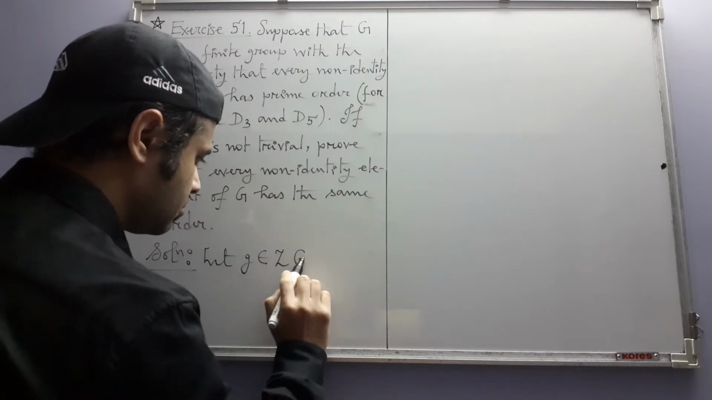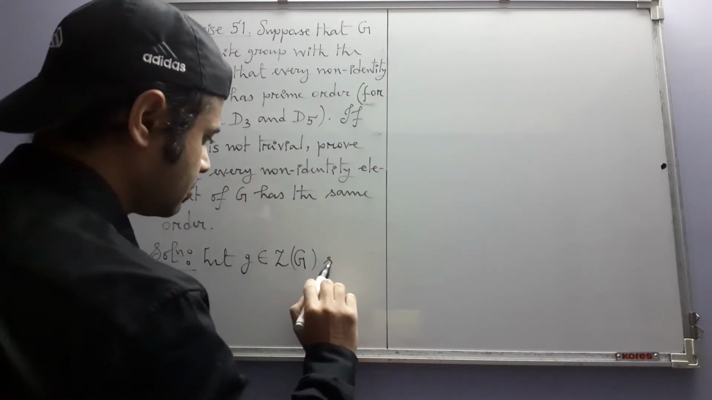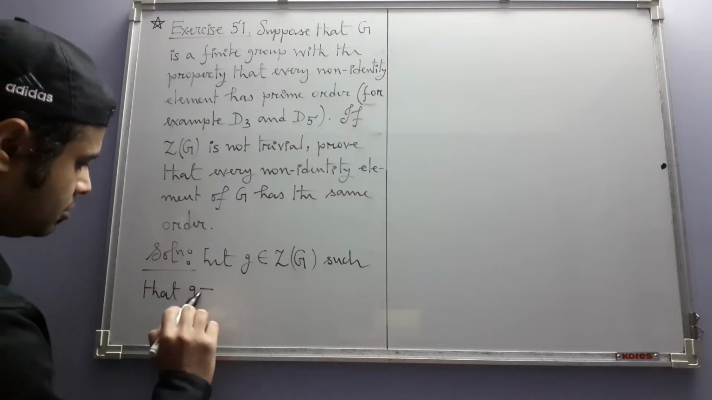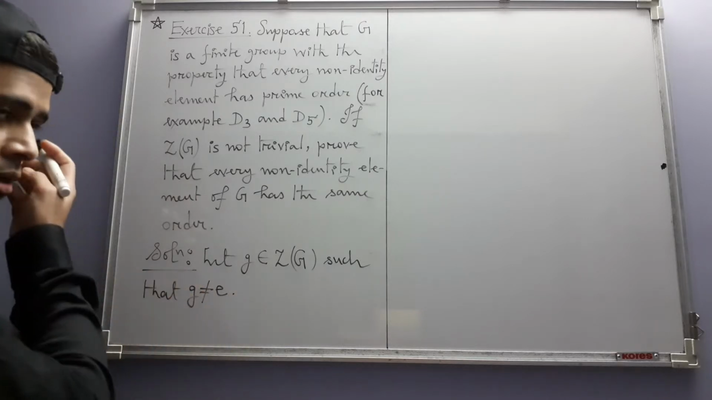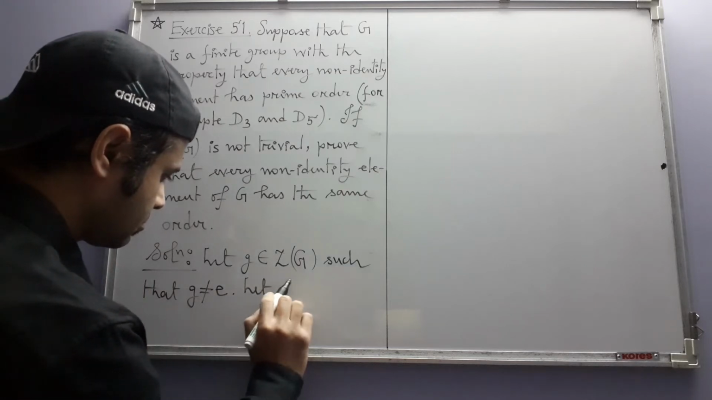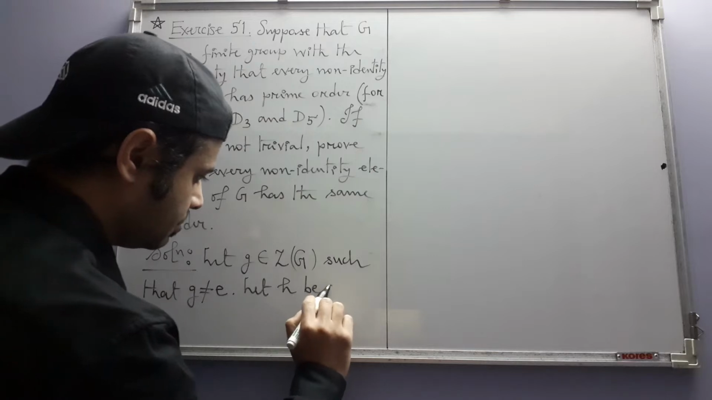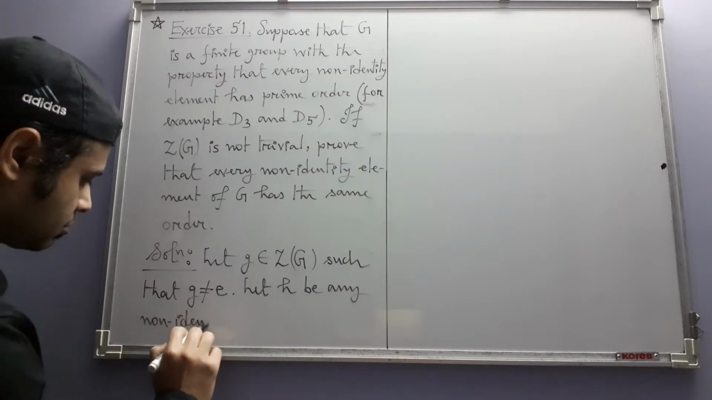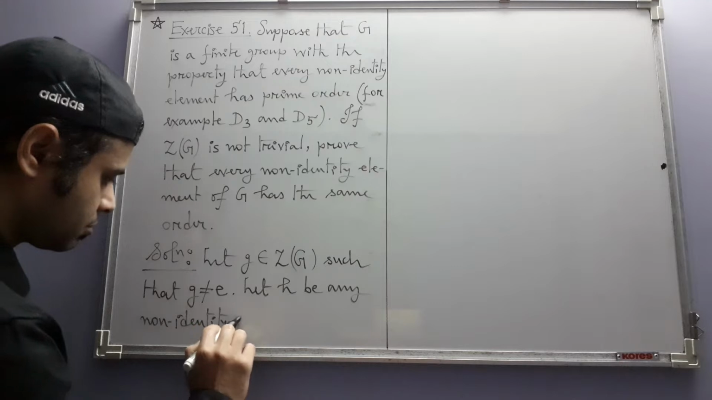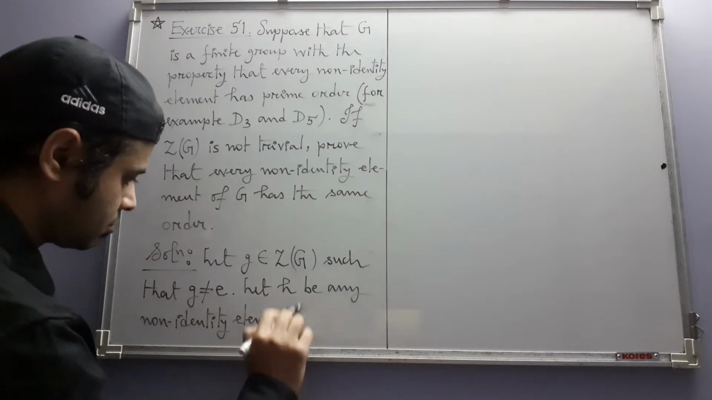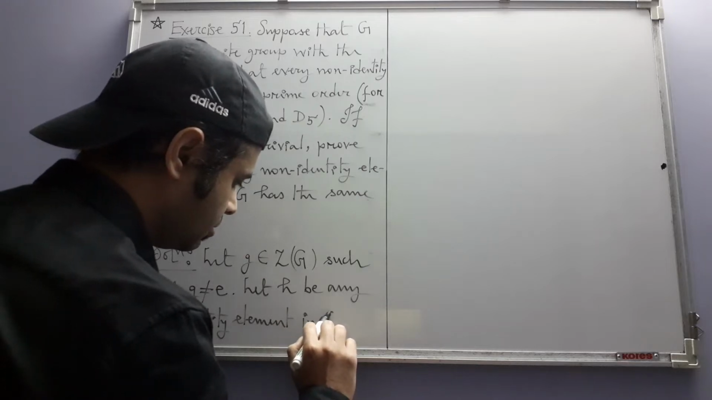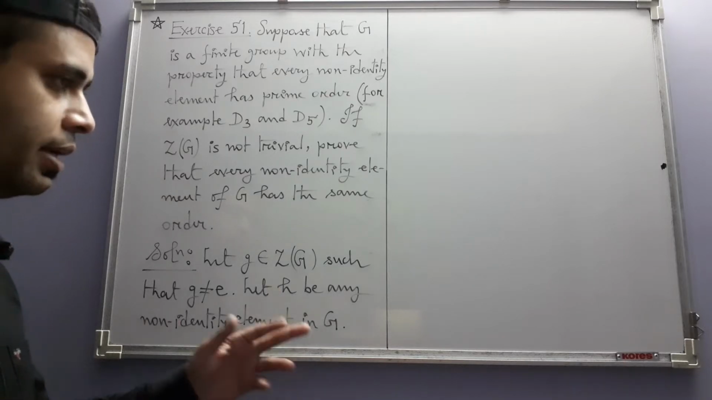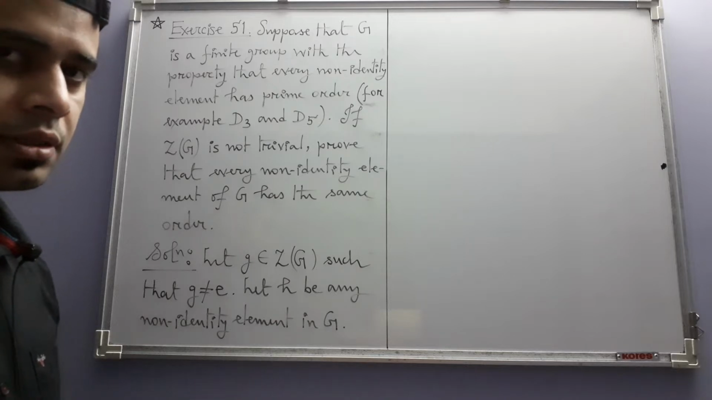So let g be an element in the center such that g is not equal to the identity. Let h be any non-identity element in G. Our aim is to prove that any two non-identity elements in G have the same order.